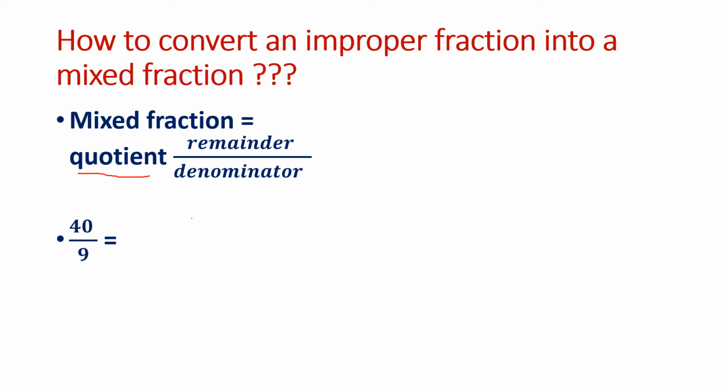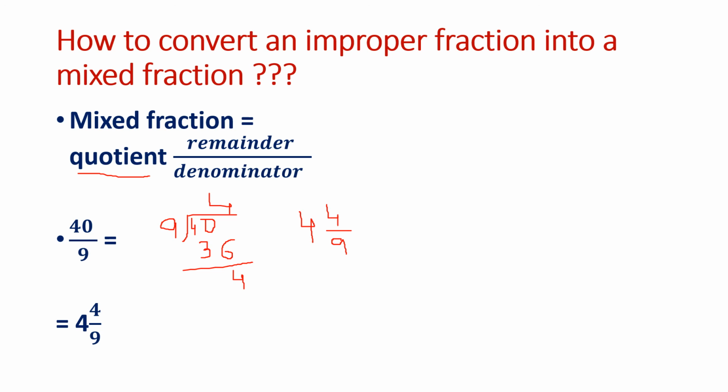So let us see how we will divide. 40 divided by 9. So 9 fours are 36. So how much is the remainder? 4. So what will you write? We will write the quotient as 4. So I will write 4 and this remainder I have to write here, 4 by 9. So this is how I have to write. So the answer will be 4 and 4 by 9.